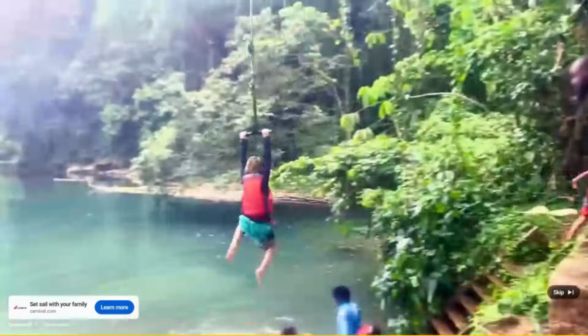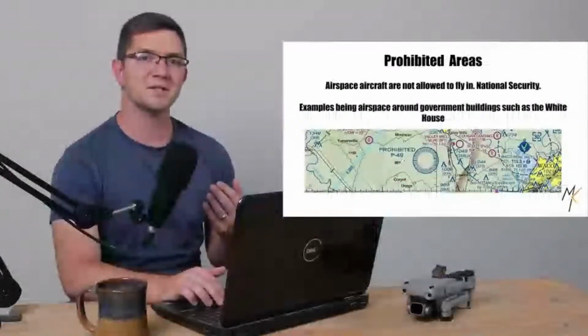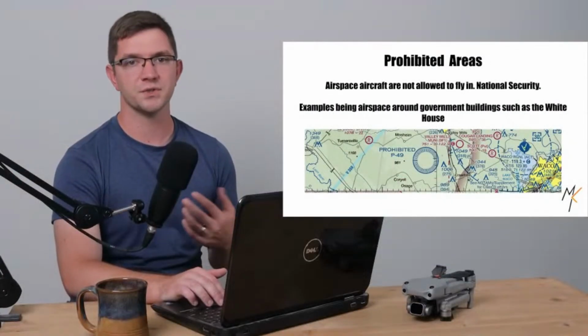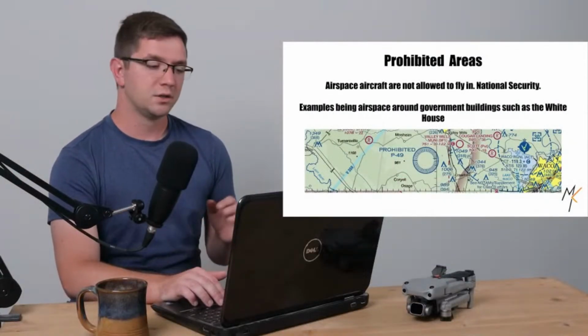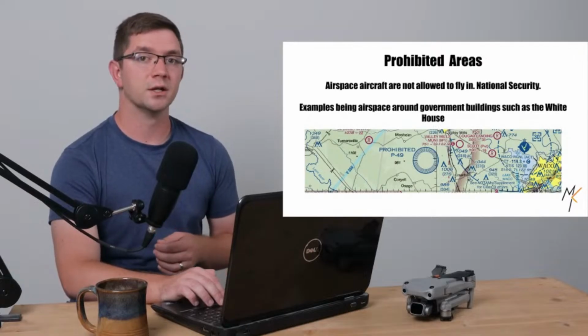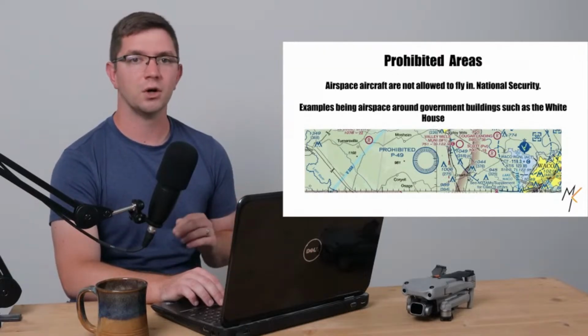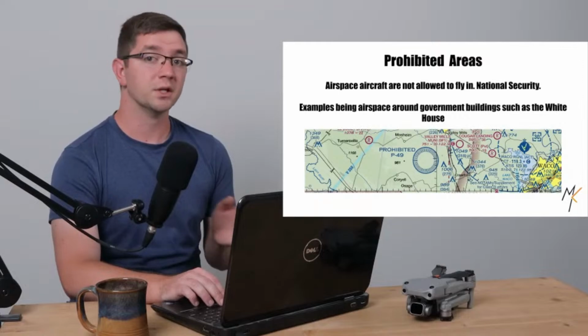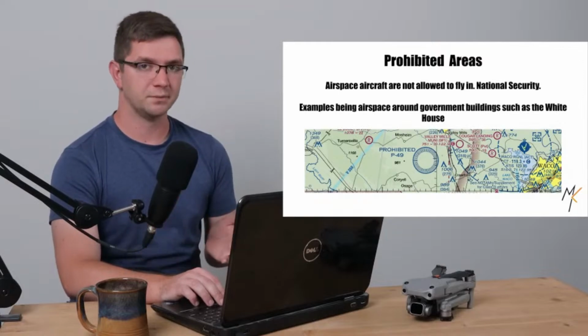Let's look at prohibited areas. Prohibited areas are going to be areas that are mainly protected for national security. You're going to find these at surrounding government buildings, such as the White House, for example. Some prohibited areas do have times of the day that you can fly there, but most of the time they're going to be off limits to you because most prohibited areas are active 24/7.